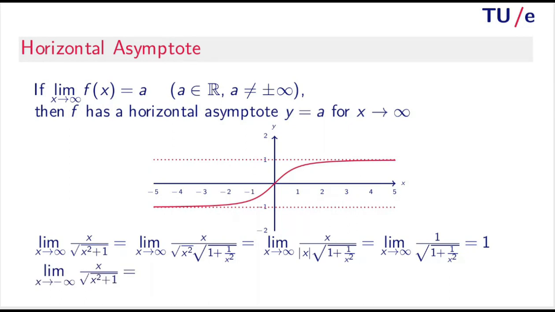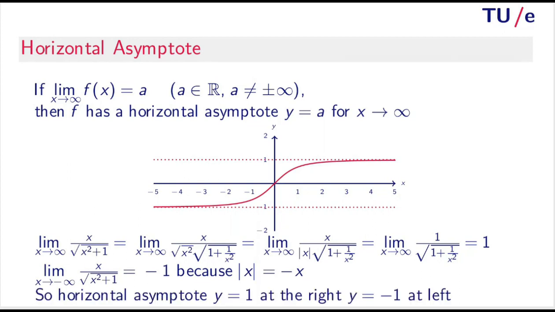If we take the limit for x going to minus infinity, then everything goes exactly the same way, except that the absolute value of x is now minus x. And we get a limit equal to minus 1. But that implies that there is also an asymptote y is equal to minus 1, but that's one that we find at the left. So if x is going to minus infinity.